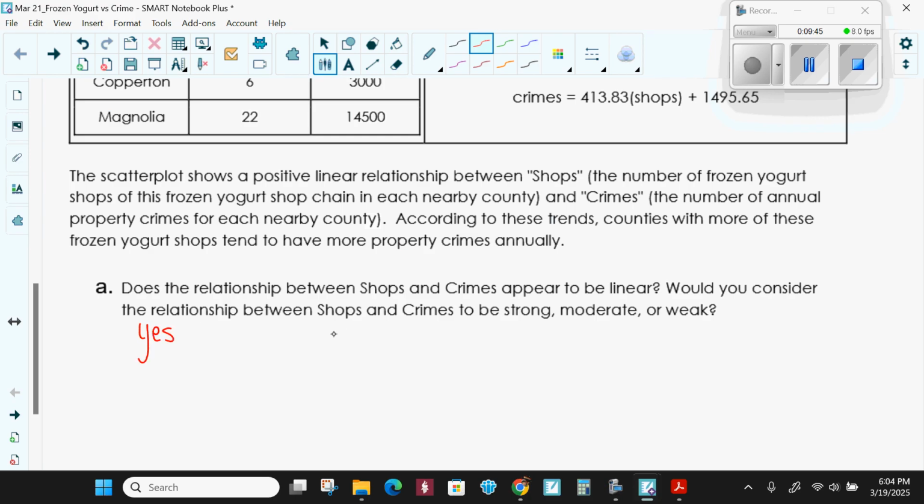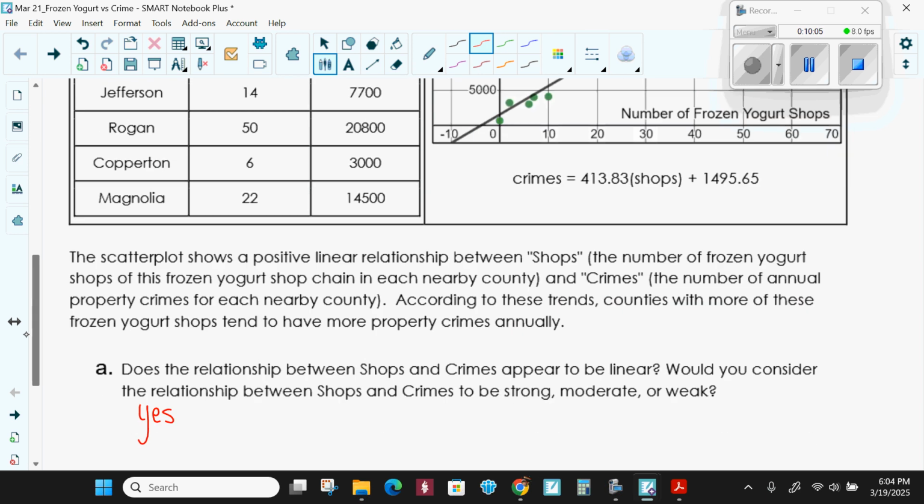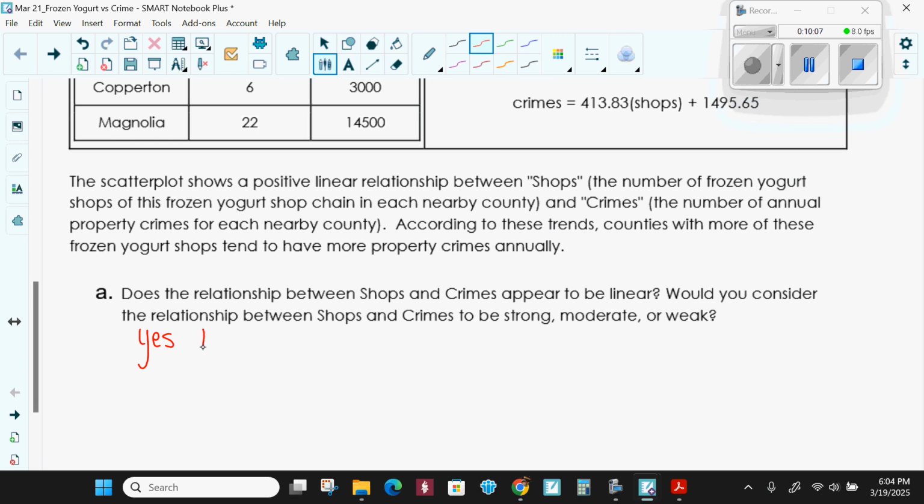Would you consider the relationship between shops and crimes to be strong, moderate, or weak? So if you look at this, it looks like a strong relationship. There's one that's kind of out here, a little bit away, but most of these are pretty close to the line, kind of linear. So I'm going to say kind of strong.